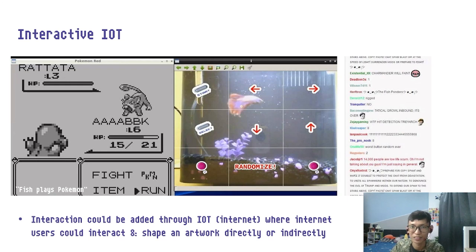Next, we have IoT art or network art, where the artwork is generally connected to interactions through the internet. Here we have this quite famous, well-known Twitch stream about playing Pokemon by having a fish swim up, down, left, right. The position of the fish is captured through a camera and interpreted as buttons on a game. So it's like a fish playing Pokemon.